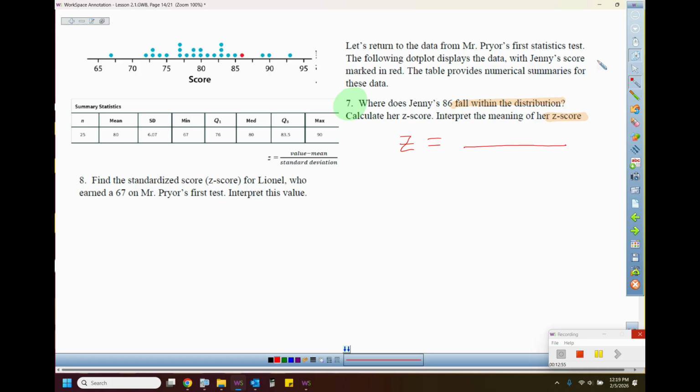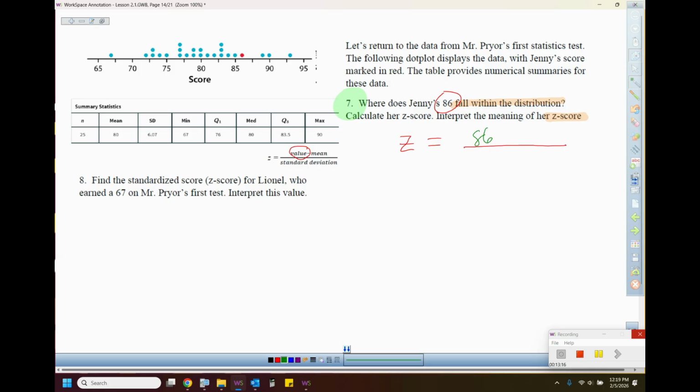real quick. So I need to know some sort of value. That's fancy talk for what did the person actually get. We are talking about Jenny. Do you see how they said she got an 86 on her test, right? So that is the value of the person or thing we're trying to do. So the value, 86. Cool.